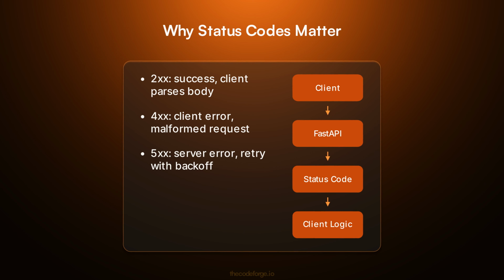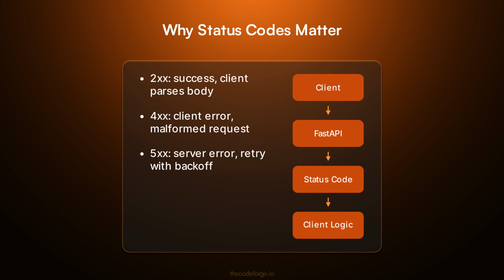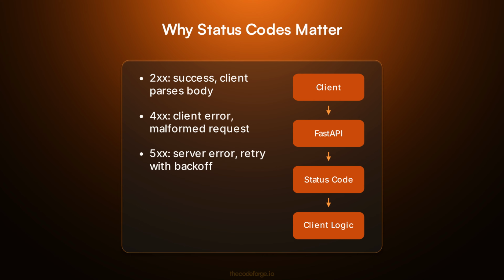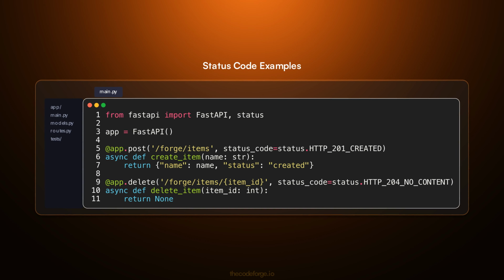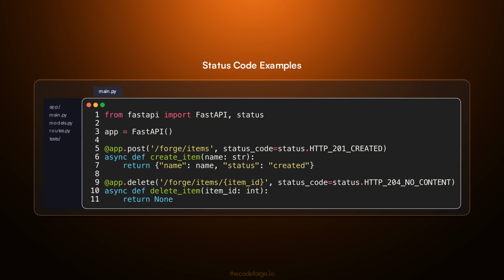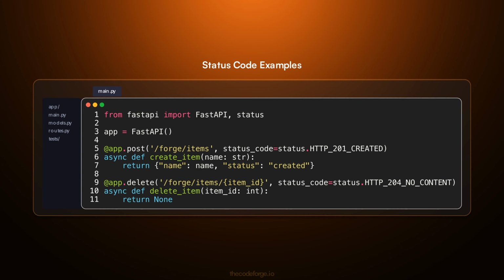Status codes are not decoration. They are a machine-readable contract that every HTTP client, proxy, and monitoring tool reads before looking at the response body. FastAPI lets you declare the status code at the decorator level, which means it's documented in OpenAPI automatically. Use the status module instead of magic numbers. status.HTTP_201_CREATED is self-documenting in code reviews and prevents typos. For 204, return None explicitly. Any body content causes a protocol violation.